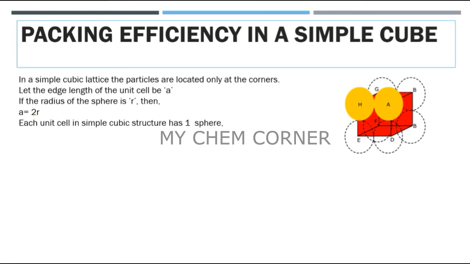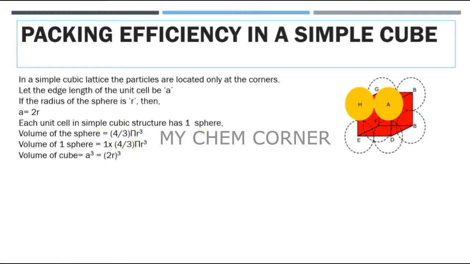Now, when you calculated number of atoms per unit cell for a simple cube, we calculated there was only one sphere that actually belonged to itself. So here each unit cell in a simple cubic structure has only one sphere. Therefore, volume of that one sphere is going to be 1 into 4 by 3 pi r cube. Very simple one. Similarly, the volume of the cube, A cube, is equal to 2r the whole cube.